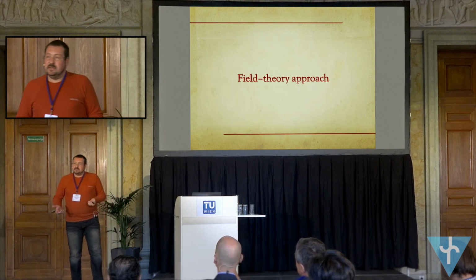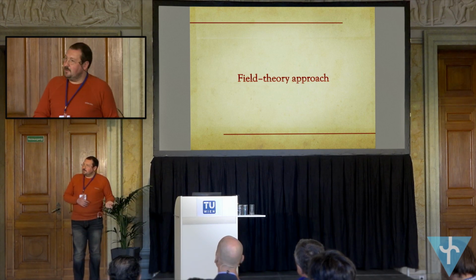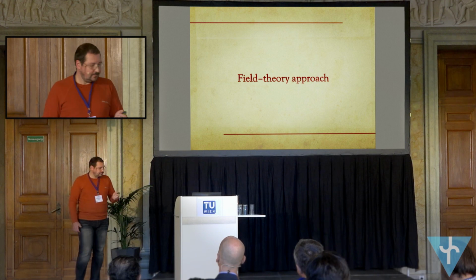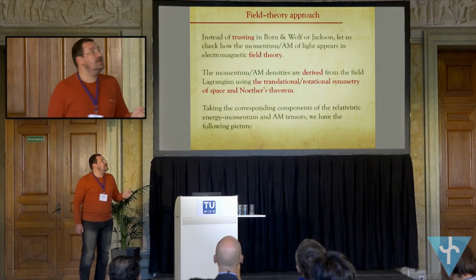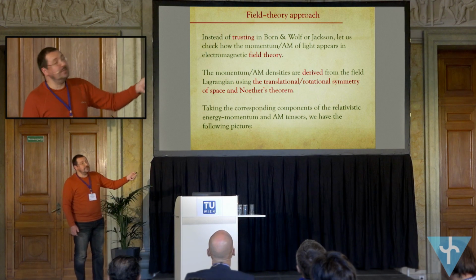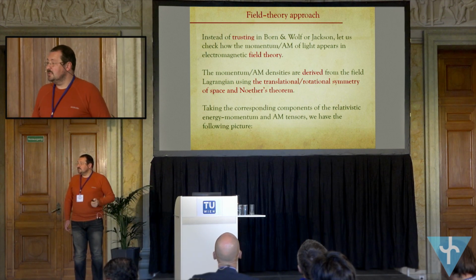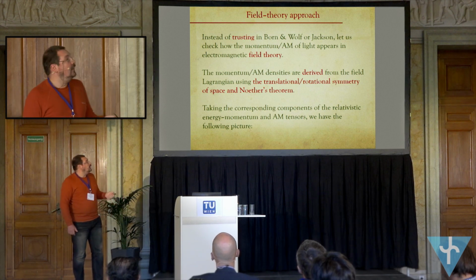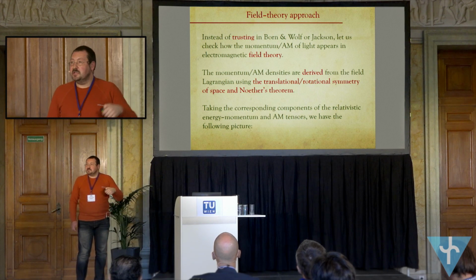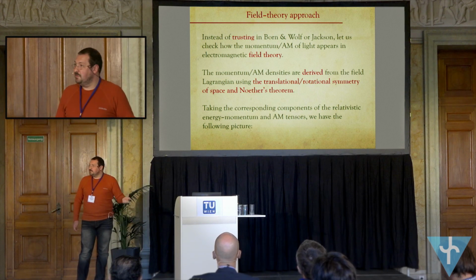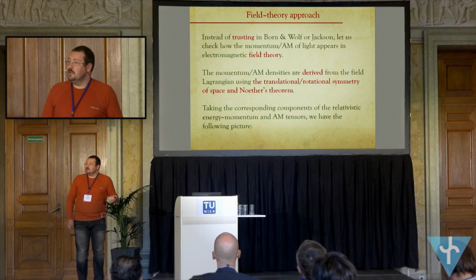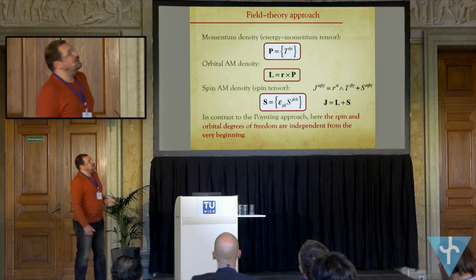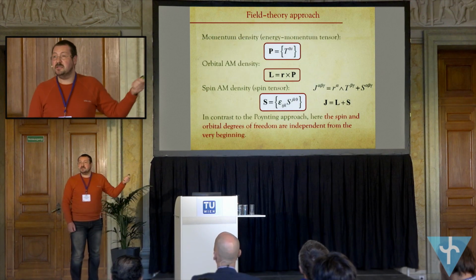So we have problems in such a picture, and as an alternative approach, I would like to suggest to start from relativistic field theory. And in relativistic field theory, we don't trust Born and Wolf. We derive the momentum density from the very beginning, starting from the electromagnetic field Lagrangian. And using translational and rotational symmetries of space-time, we can apply Noether's theorem and derive relativistic energy momentum tensor and angular momentum tensors.